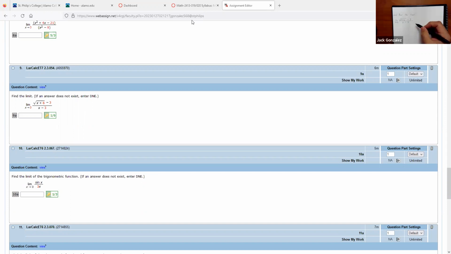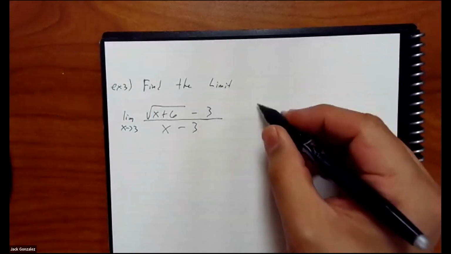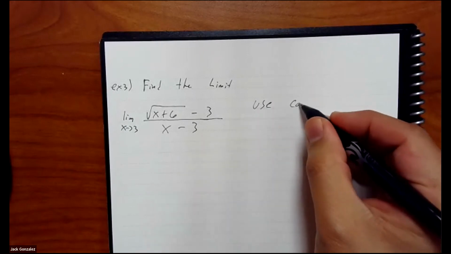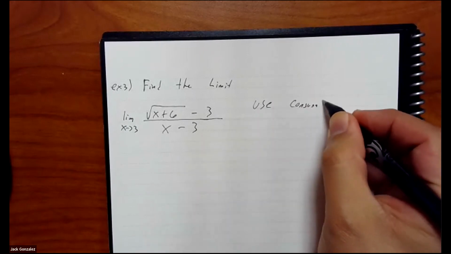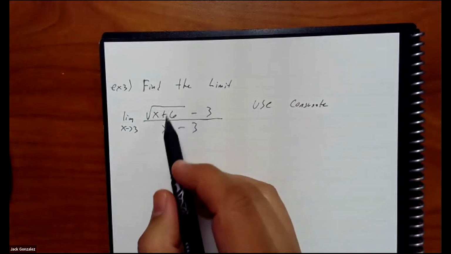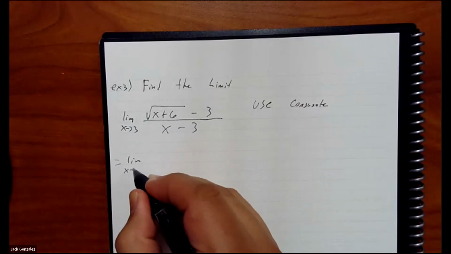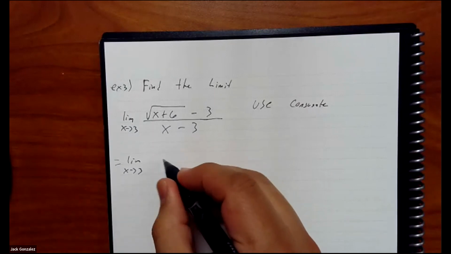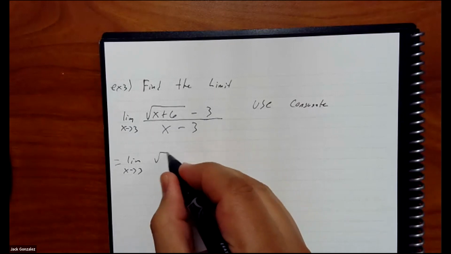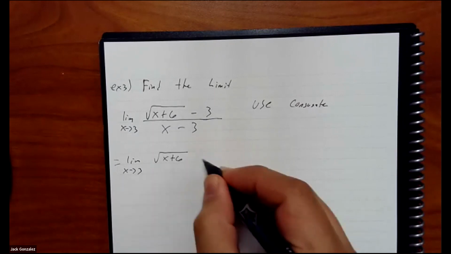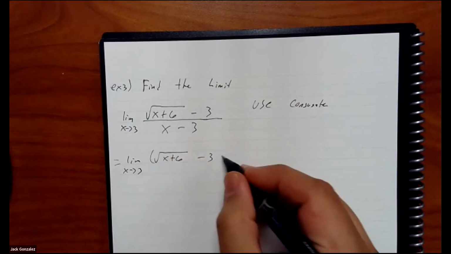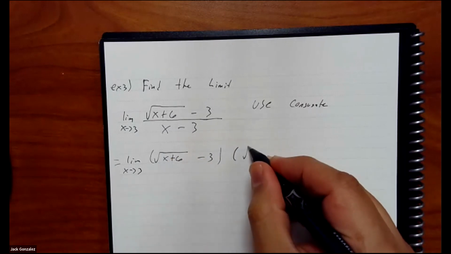So as soon as you see that square root, use the conjugate technique, or multiplying by the conjugate. So the conjugate of the numerator, all that means is the same thing, but with a plus on it. So multiply this guy by the conjugate.